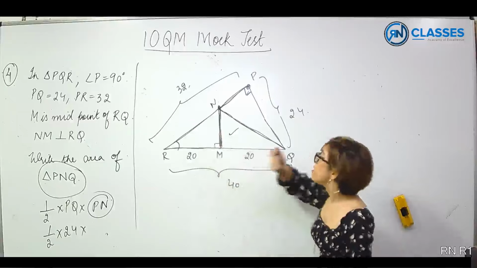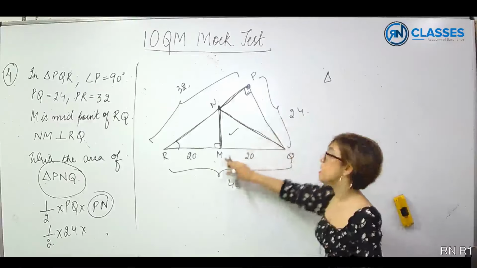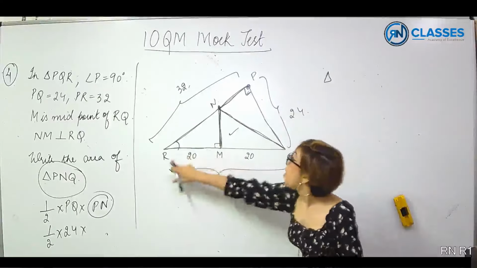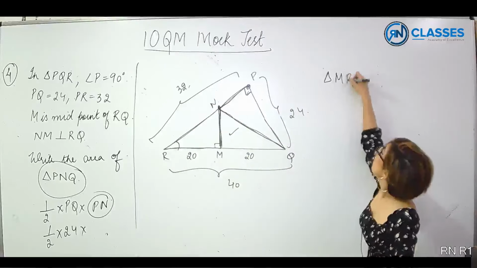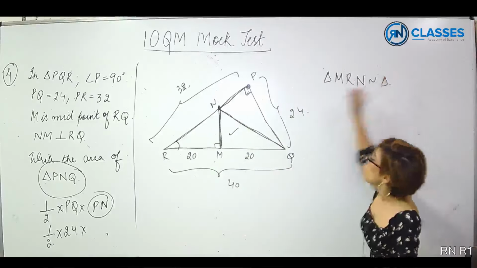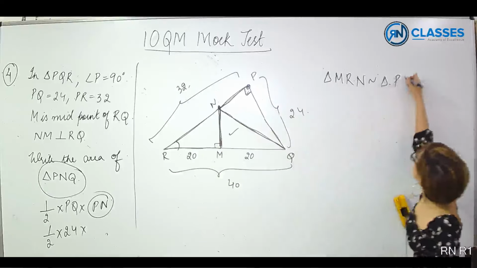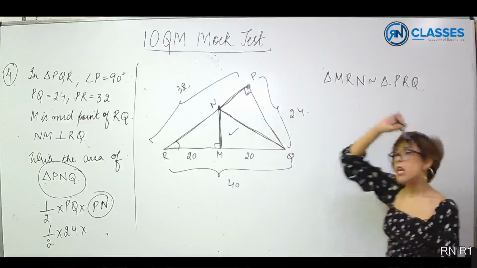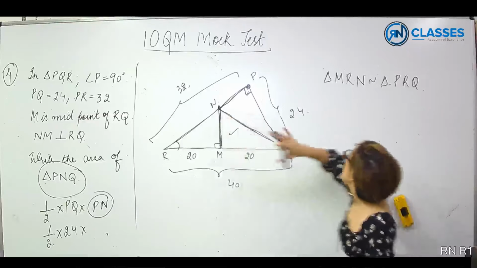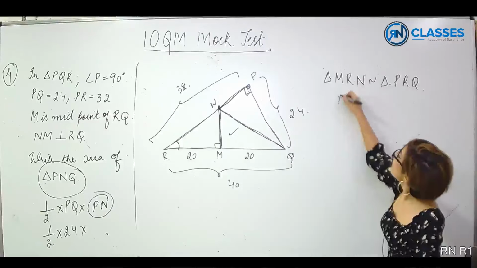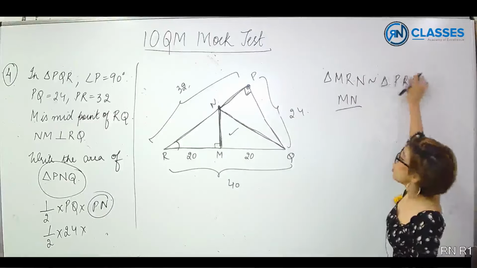Now, let me write the similarity statement. So, triangle, I'll start with M because 90 degrees. MRN is similar to triangle. Now, corresponding to M, it has to be P, then R, then Q. Now, I am interested in NM, so that means this one. So, MN divided by PQ.